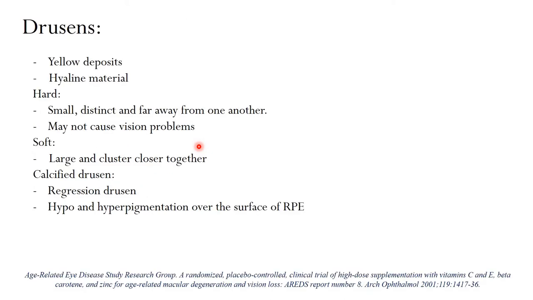We had discussed drusen before. It is a yellow deposit, a hyaline material. Coming to exudates, they can be divided into hard and soft exudates. Hard exudates may not cause a visual problem, and they are very small, whereas a soft exudate is larger and forms a cluster. Then there is another classification called calcified drusen, which is a regression of drusen, and there would be hypo or hyperpigmentation over the surface of the RPE.